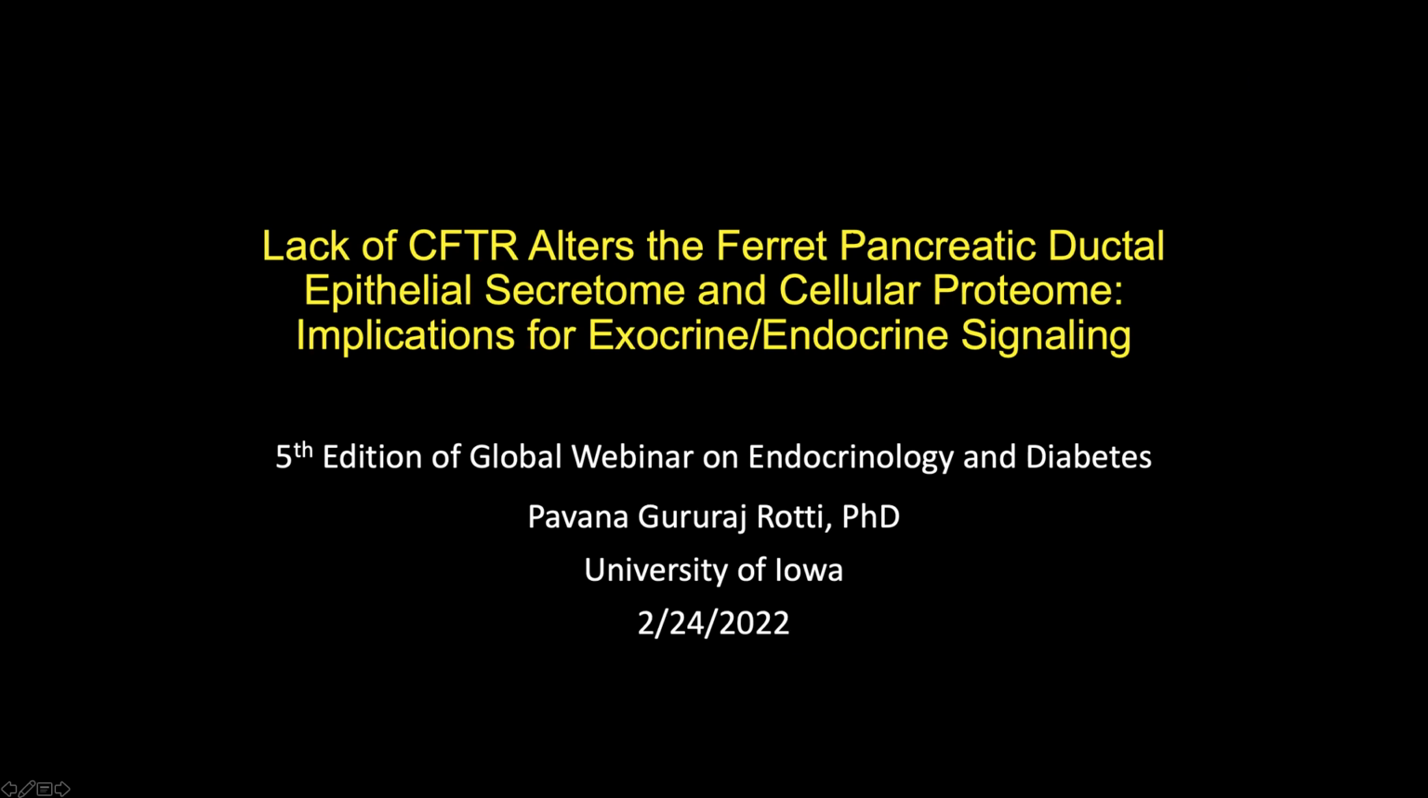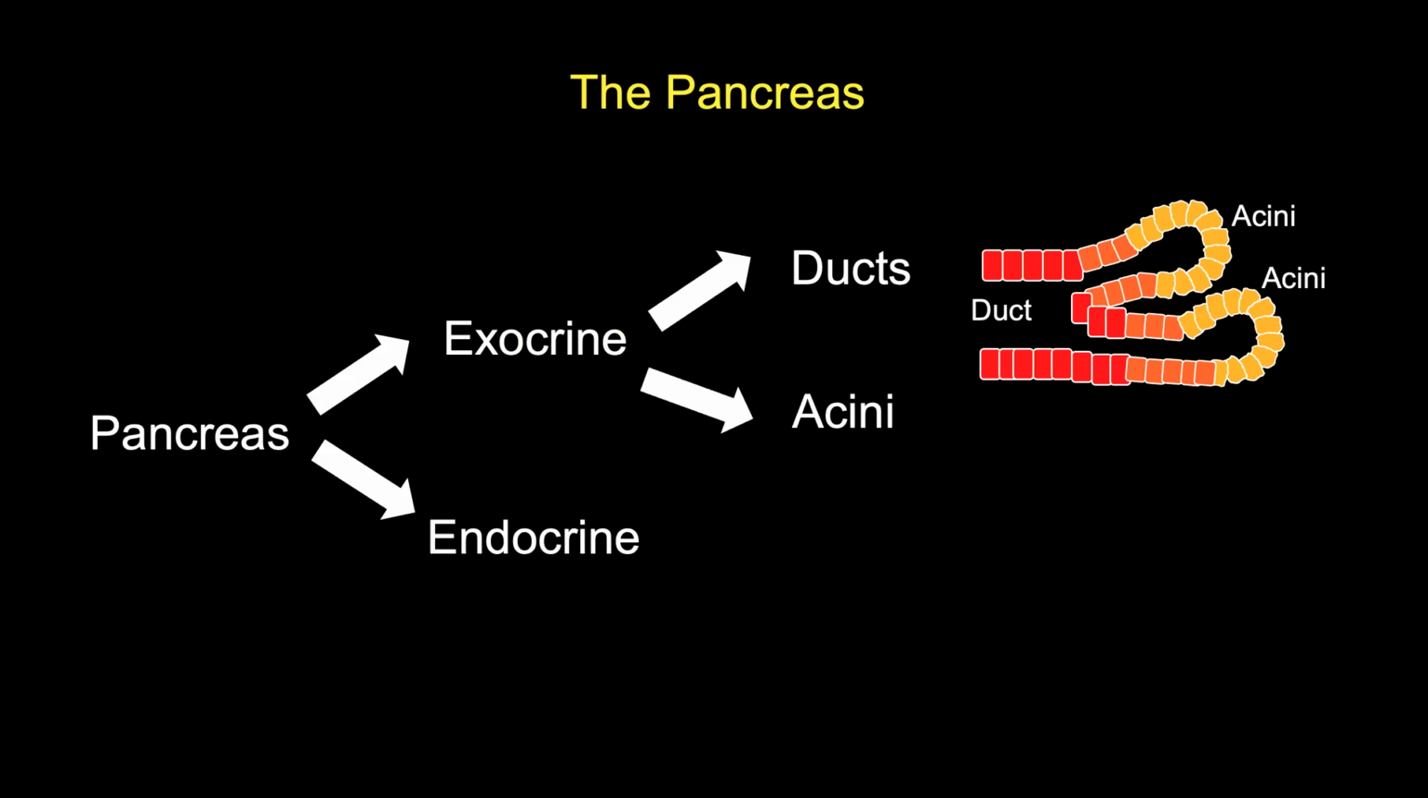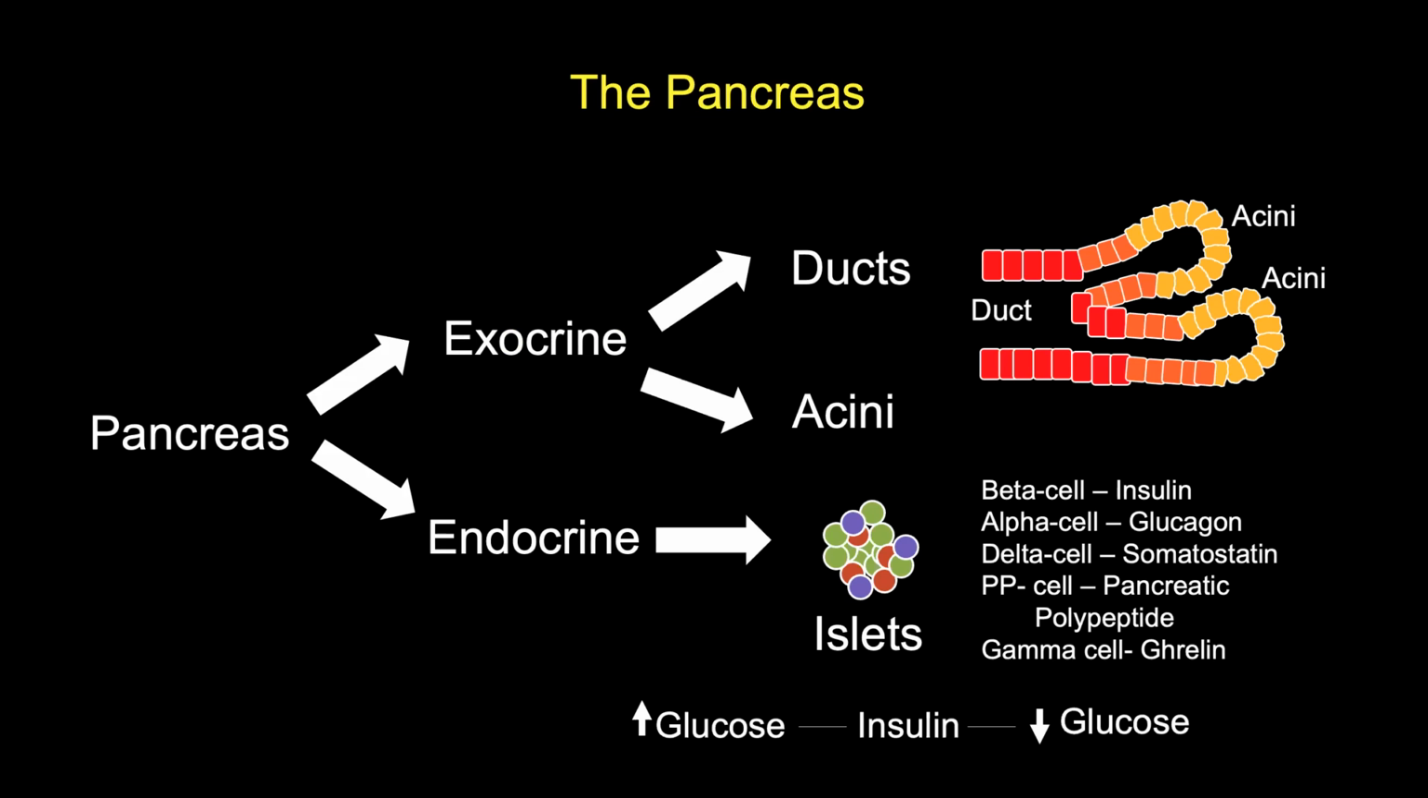The pancreas is both an endocrine and exocrine gland. The exocrine gland consists of the ducts and acini. The ducts form a lumen into which the acini secrete digestive enzymes. The endocrine pancreas consists of islets formed by these 5 endocrine hormone secreting cells.